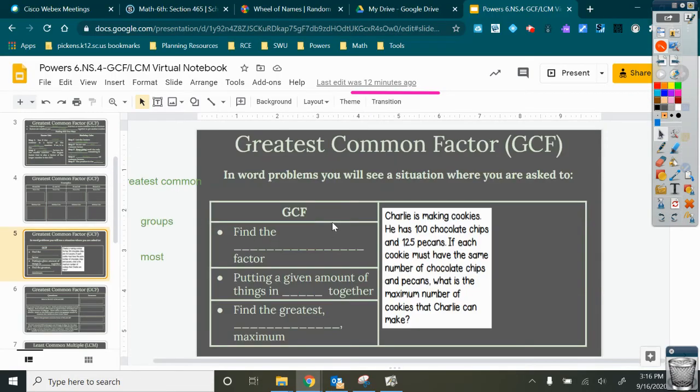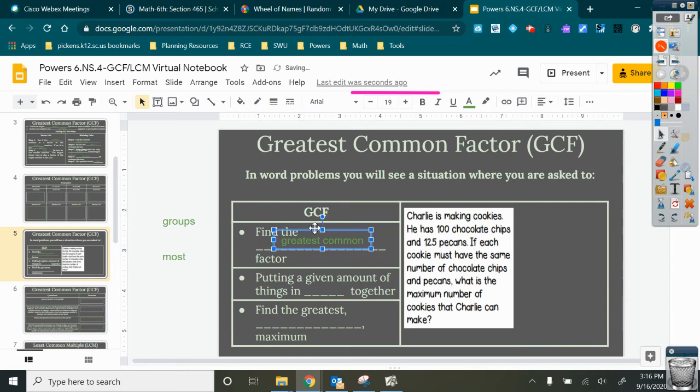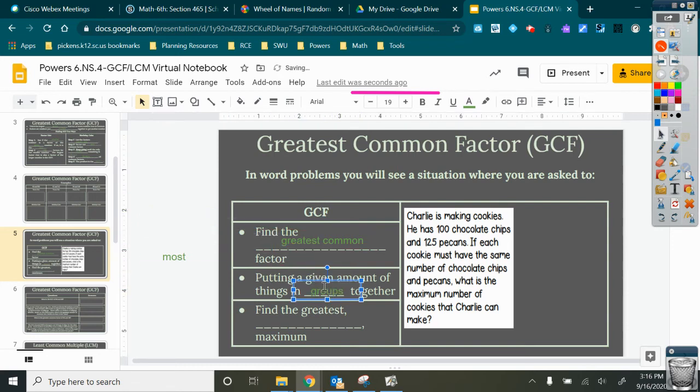So I'm going to go here because I've got a drag and drop on here. The problem could just come right out and ask you to find the greatest common factor. So that could happen. Look for that. If you see that, it's a greatest common factor problem. The problem could be asking you to put things in groups together. And this is going to be different than a straight division problem because it's going to ask you to take several different amounts and put them into equal groups. And I'll explain that more in just a minute.